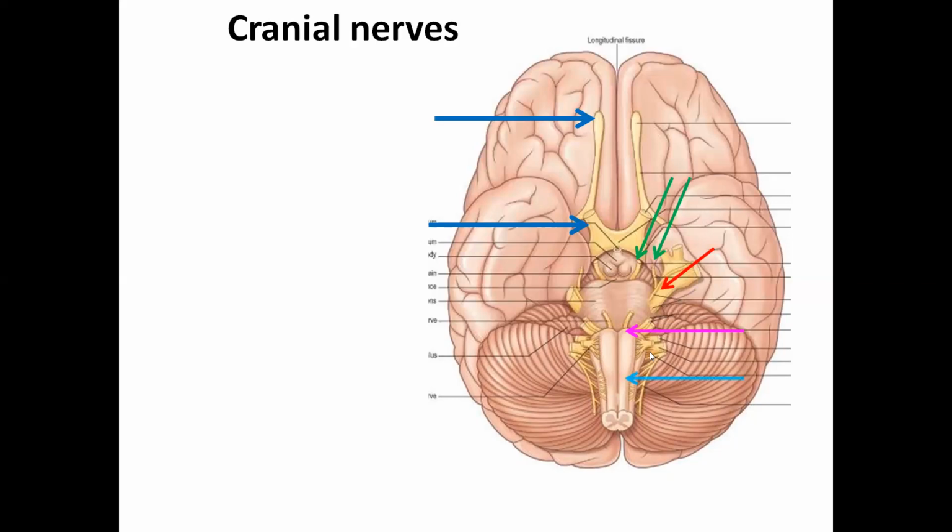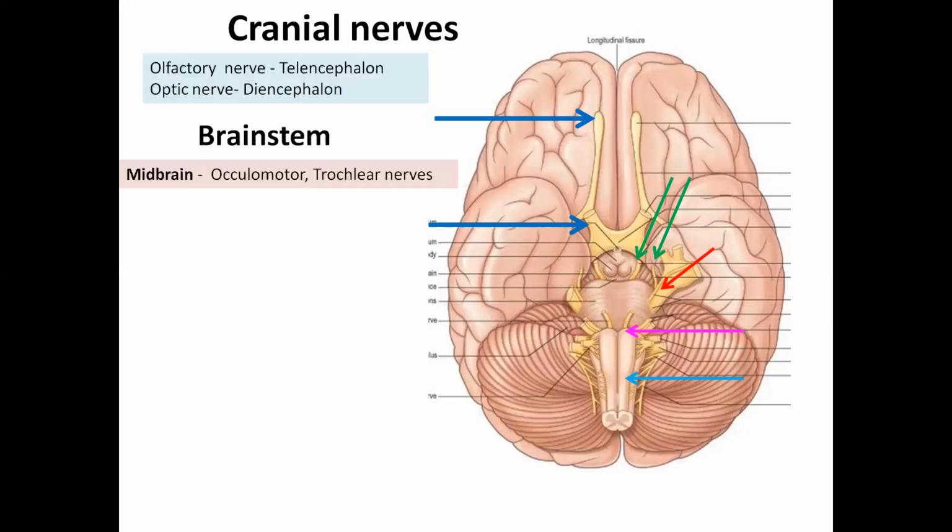The blue arrow is pointing in the region of medulla. So the last four cranial nerves are going to emerge from the medulla. The 9th, 10th, 11th, and the 12th cranial nerve.